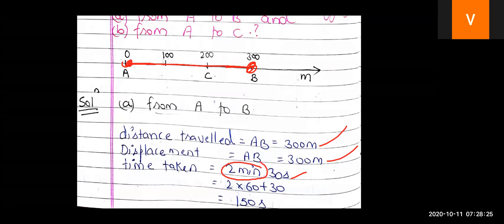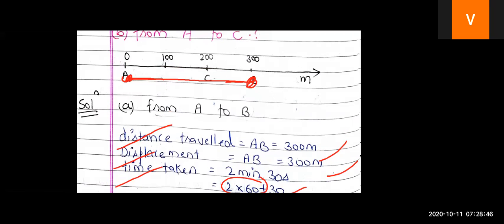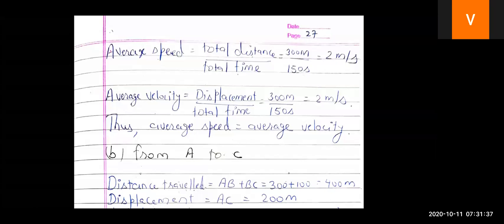Now we will convert this minute into seconds. 1 minute is 60 seconds, so 2 minutes is 120 seconds. So 120 plus 30 is 150 seconds, the total time. Now we have total distance, total displacement, and total time. So now we will calculate the average speed and average velocity. Average speed is total distance by total time. Total distance is 300, total time 150. So your answer of average speed is 2 meters per second.